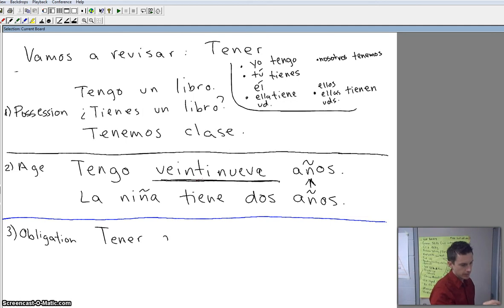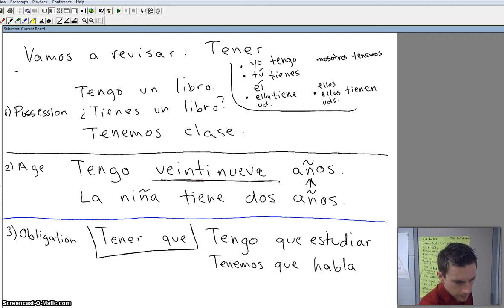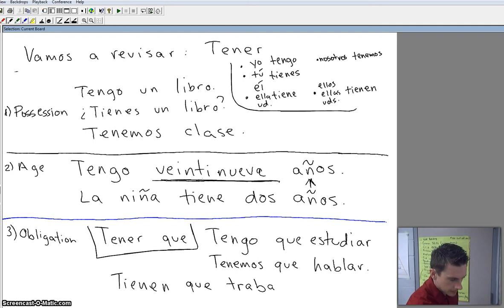So this is going to be kind of like our little guide. We're going to use tener with the word que. Tengo que estudiar. I have to study. Tenemos que hablar. We have to talk. Tienen que trabajar. They have to work. Alright, let's see how much time we have.